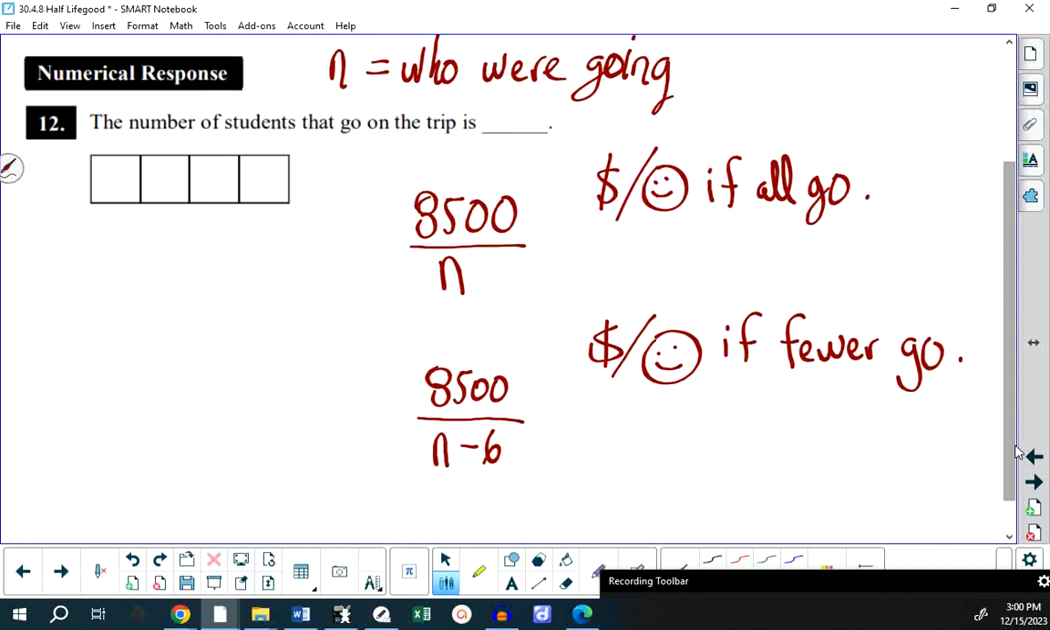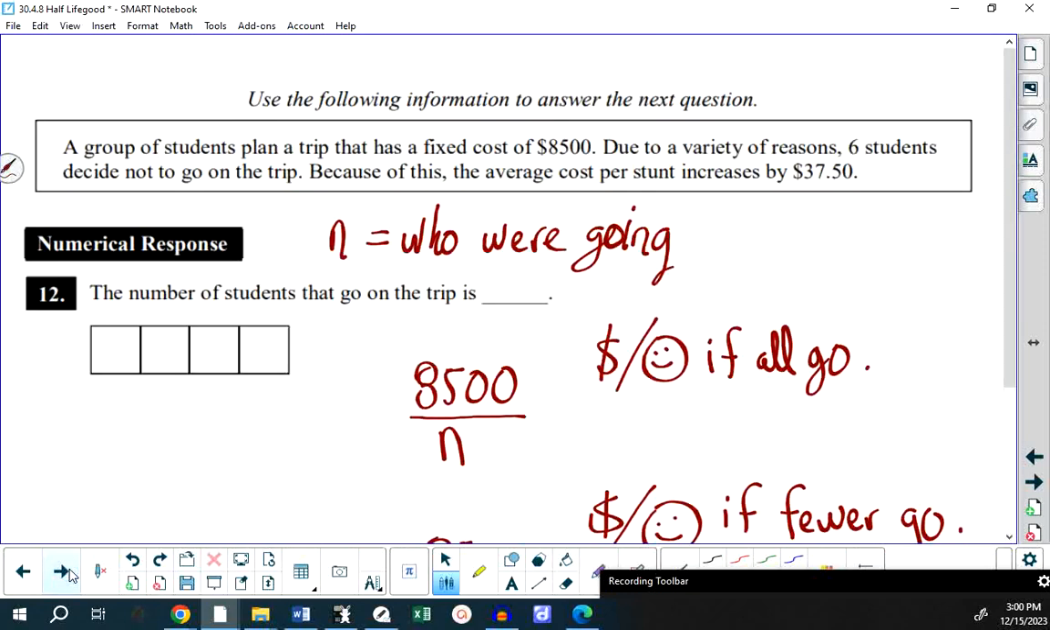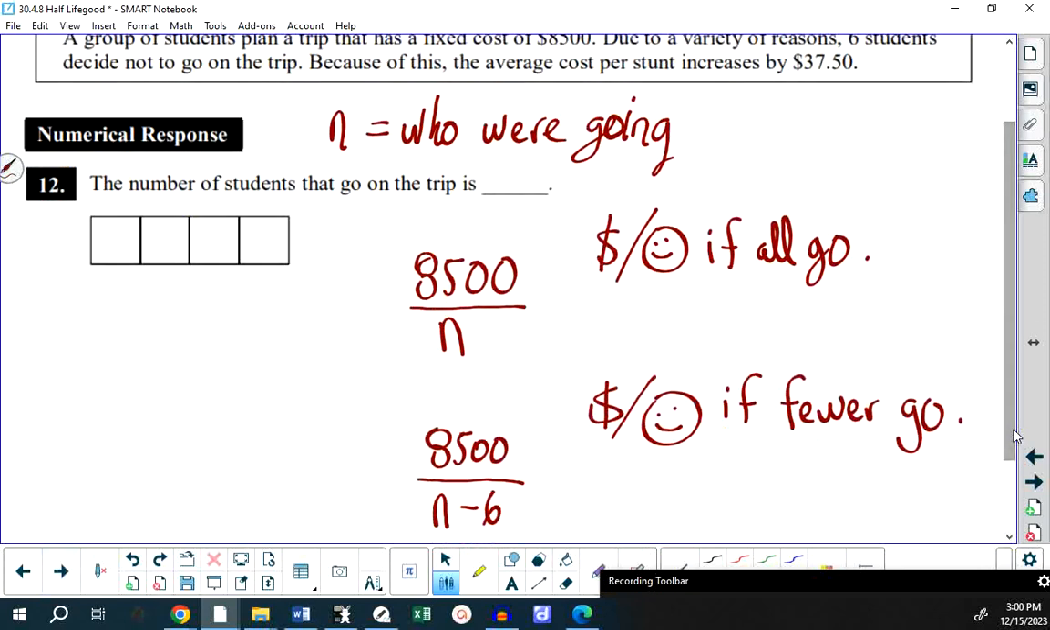So these two amounts, the cost per student if they all go, and the cost per student if 6 decide not to go, these are different amounts. And you're told the difference is $37.50. So we have that same dilemma we had before. I either have to take this 8,500 over N and add 37.50 and set it equal to this other one, or subtract it, or add it to the other one, or there's all kinds of scenarios.